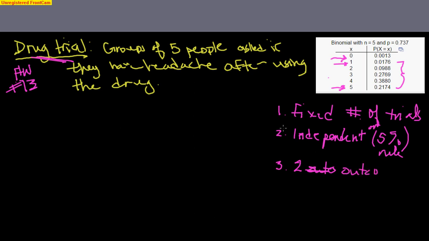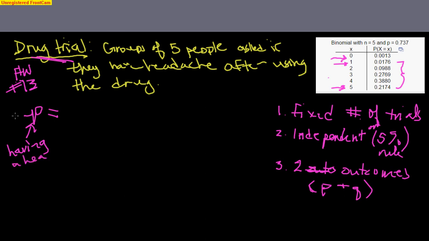Outcomes. Okay, meaning that is referring to your success and your failure, or in other words, just a P and a Q. So in this case, I believe it is. We have P, which is going to equal the probability of having a headache. So success in this case is having a headache.